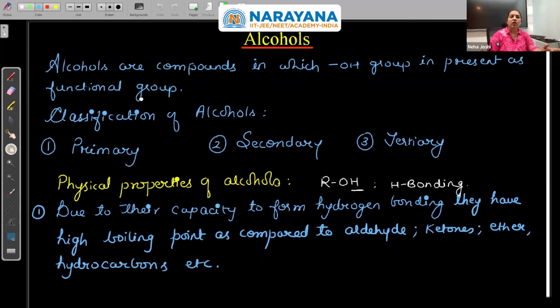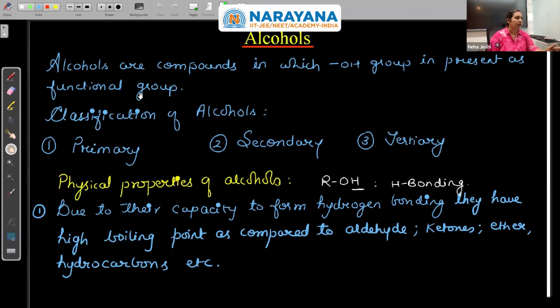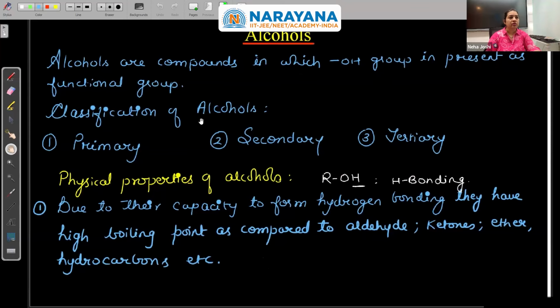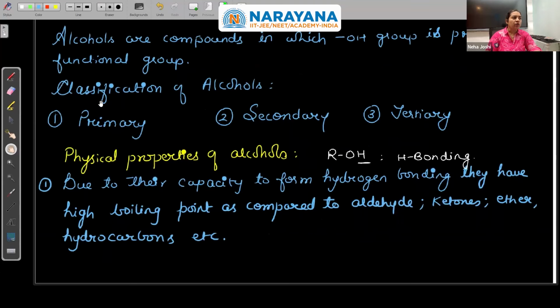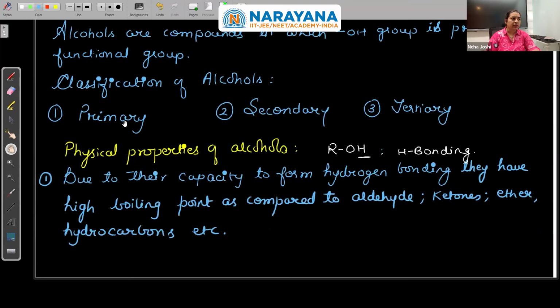Ethers also today, or phenol, one of the topics. Alcohols, as you all know, are the compounds in which OH group is present. And as a functional group, there has to be OH group present in it. Now, classification, you should know that it is classified as primary, secondary, tertiary.